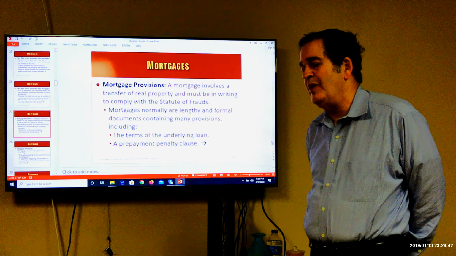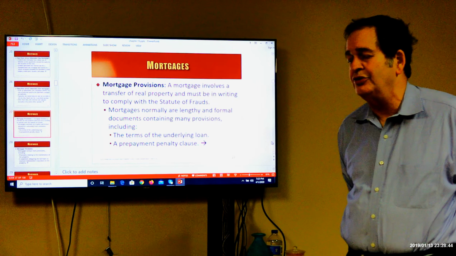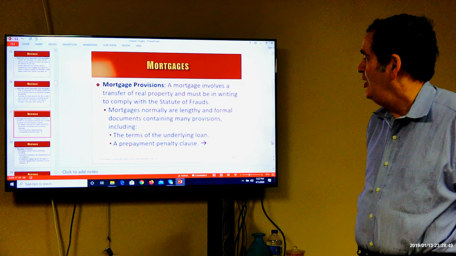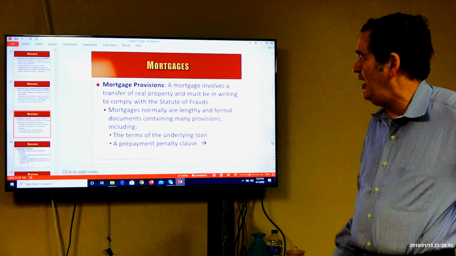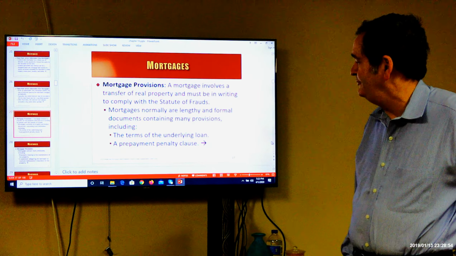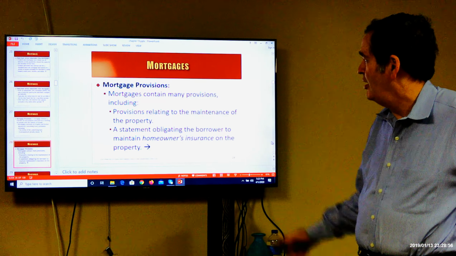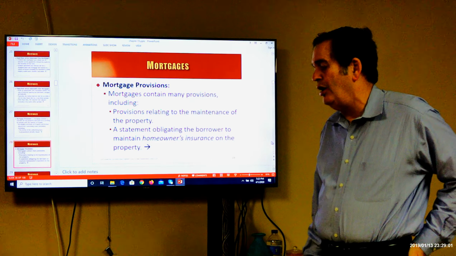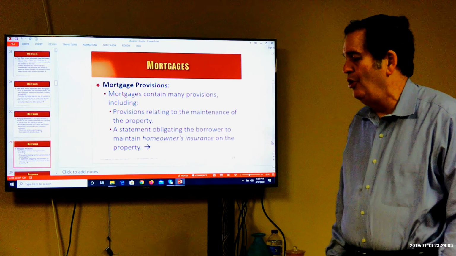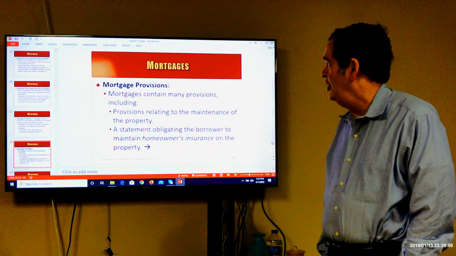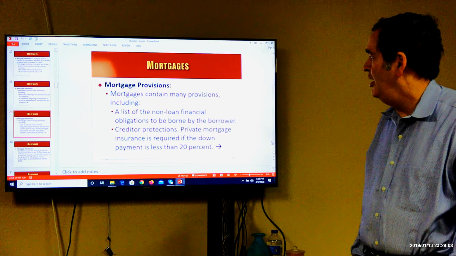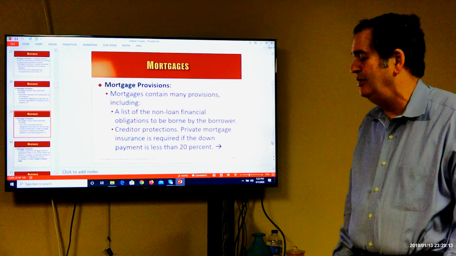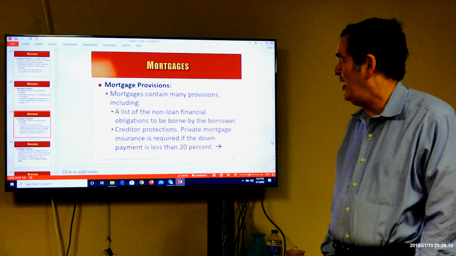One of the things about a mortgage is it's under the statute of frauds and therefore has to be in writing. There are a lot of provisions that should be in a mortgage, and here are some of them. The borrower has to make sure the house or the real property is insured, maintain the property, and not get into any other financial obligations that might impede the value of the property.